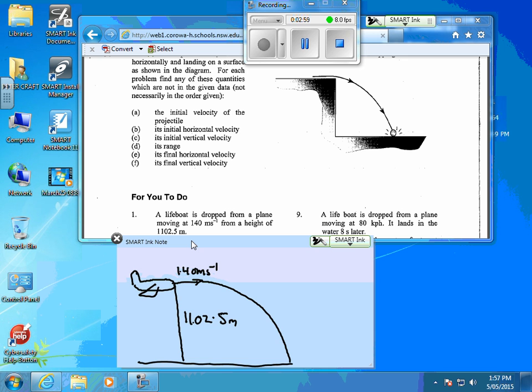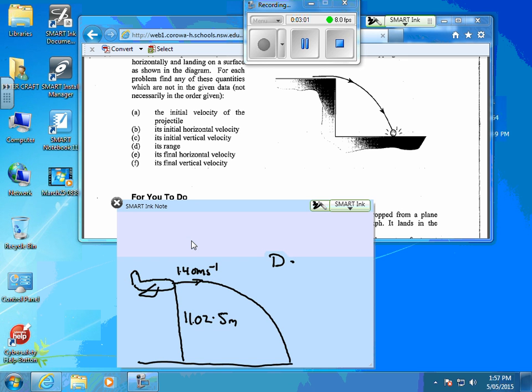So the data that I do have, I can write in. And there's some things they don't tell you that you need to put into your data. The first thing that you know is that its initial speed, u, is 140 metres per second. But it's not got any angle. The angle's 0 because it's going straight out, isn't it? Because it's dropped with the plane.